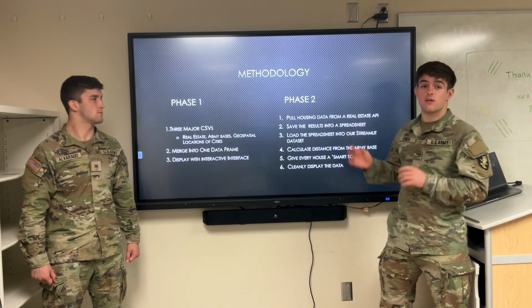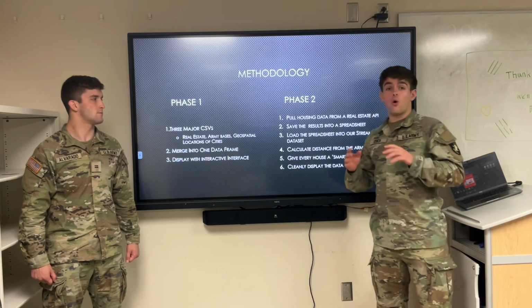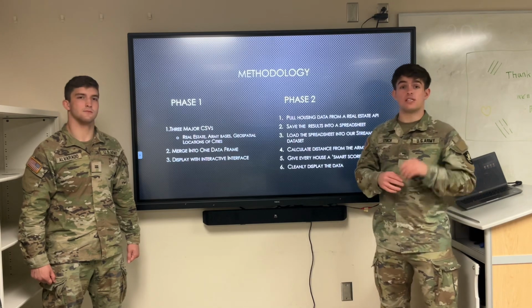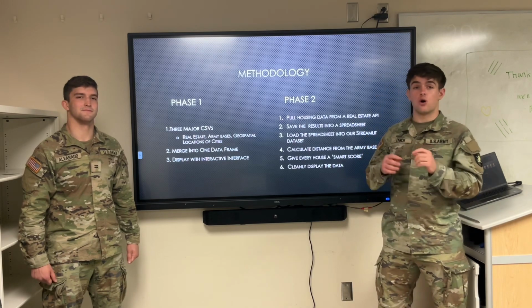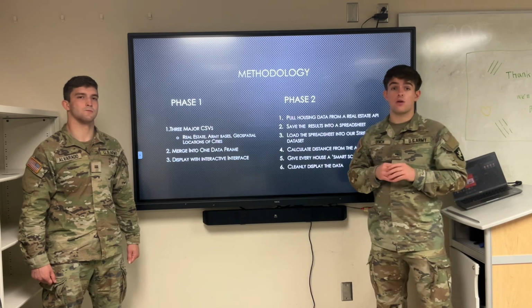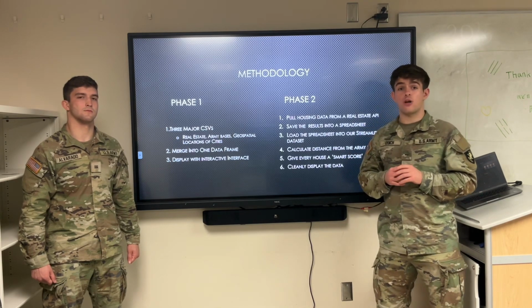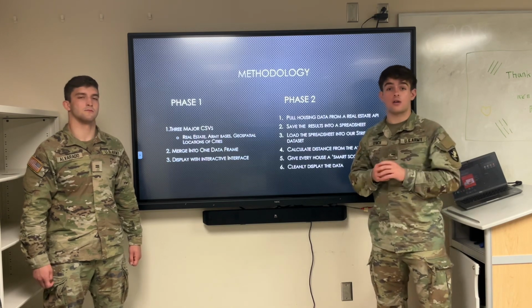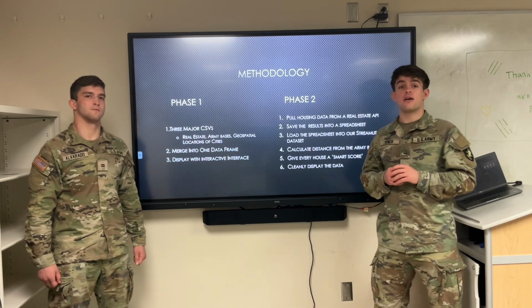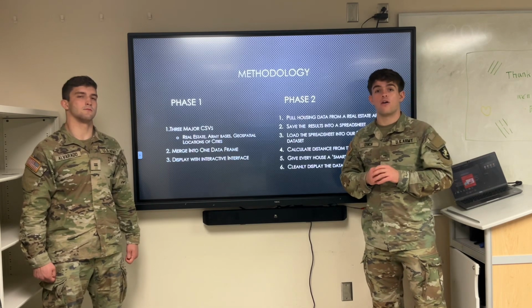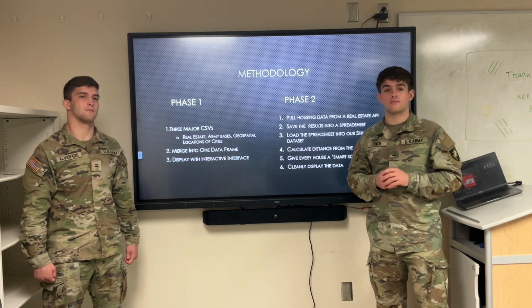Our new phase, phase 2, pulls housing data from a real estate API. Then we save these results into a spreadsheet in its own data set. We then load this into our Streamlit data set. We then calculate the distance from the Army base and give every house a SMART score, which I'll talk to you about later. And then this Streamlit data set cleanly displays the data for you to view.